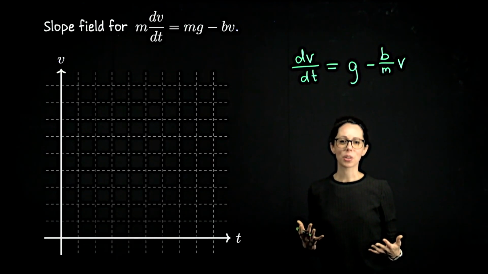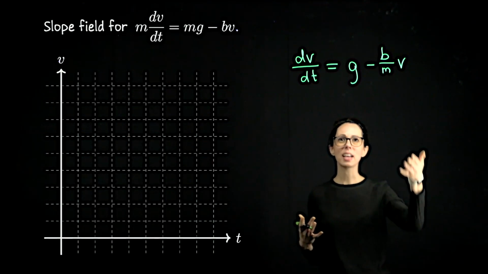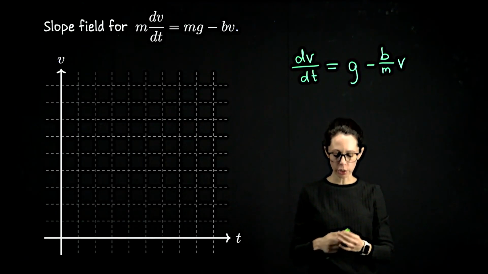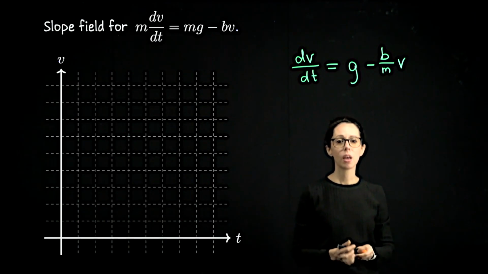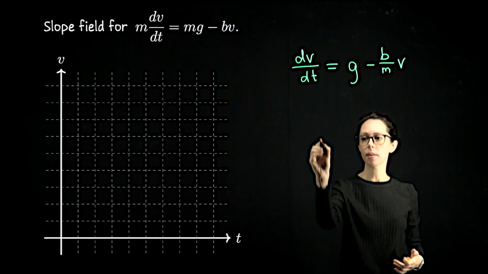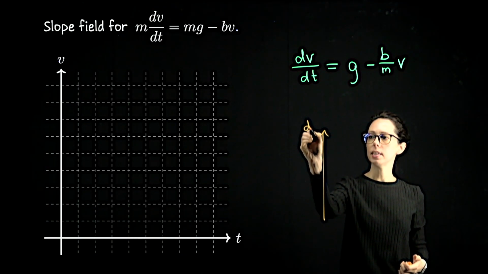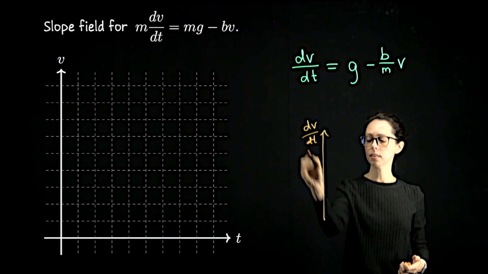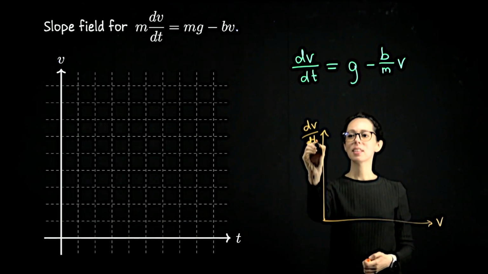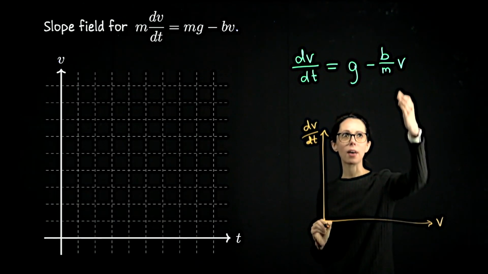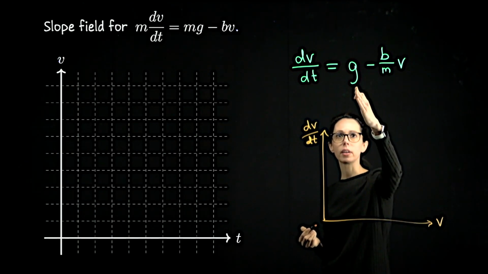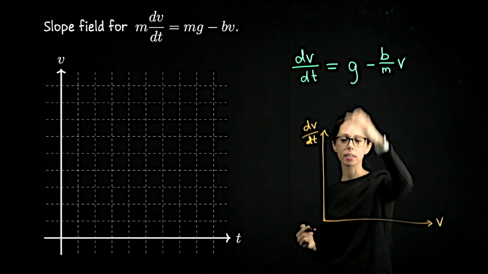What's also nice about this differential equation is not only is it autonomous, but it has a nice straight line relationship between v and v prime. So in order to graph this slope field pretty quickly, I'm going to create a picture of how v and dv/dt relate to each other. So let me put dv/dt here on the vertical axis and v on the horizontal axis. This is a straight line equation. So we have slope negative b over m. b and m are both positive, so this is going to go down. We have a y-intercept, or really a dv/dt intercept, of g.